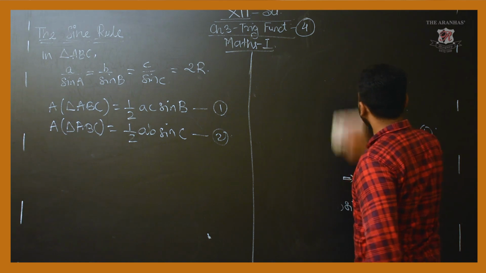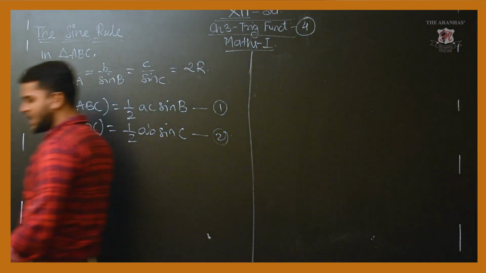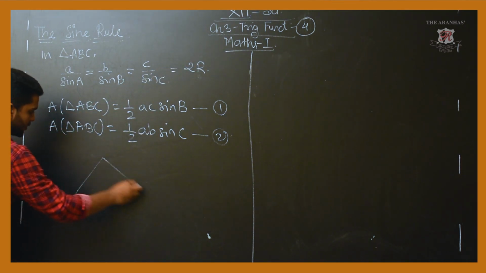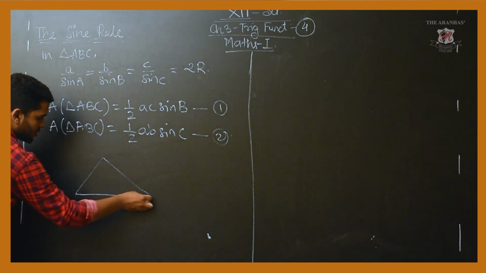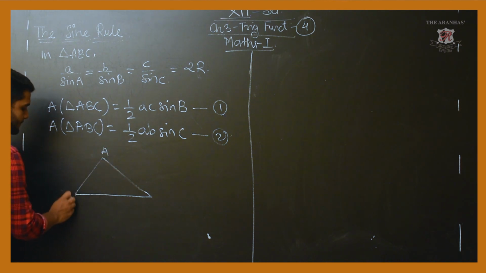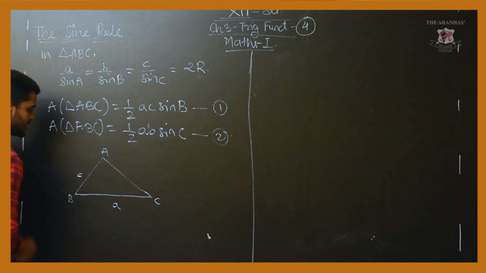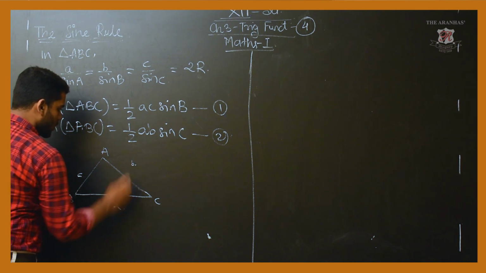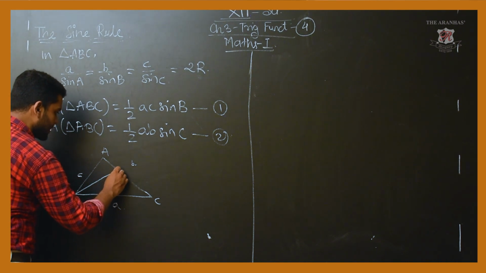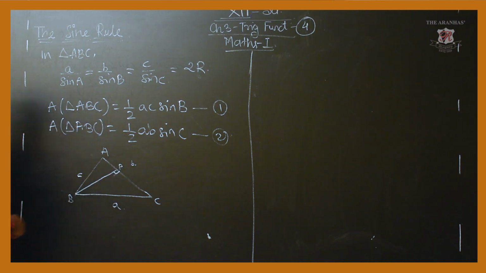Now for doing it for angle A, we need to draw one more triangle. Our same triangle ABC of same length. But here we'll use a different altitude. A, B, C. This is my length a, this is my length c, and this is my length b. Draw one altitude from B towards AC. And let us give this as P.